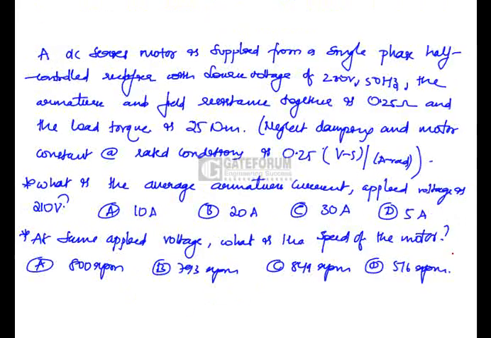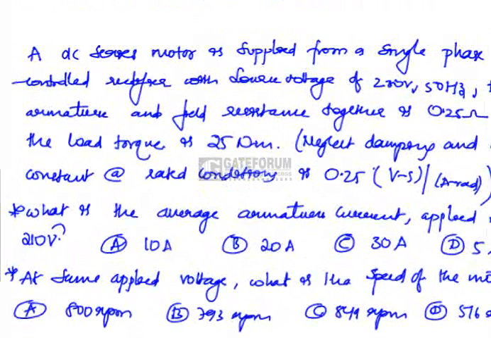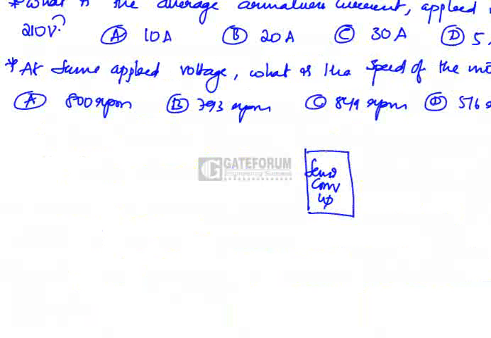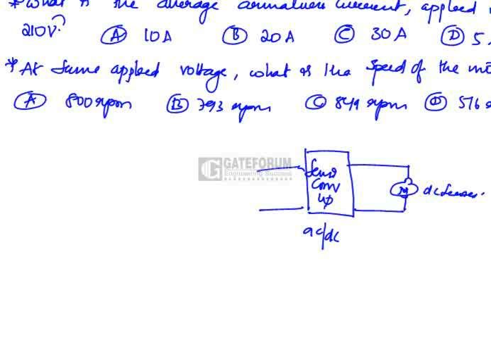A series motor is supplied from a single phase half control rectifier. Single phase half control rectifier is nothing but a single phase semi converter. Okay, so we have a semi converter which is of single phase. Converter means it is converting AC to DC. At the output side we have a DC series motor.